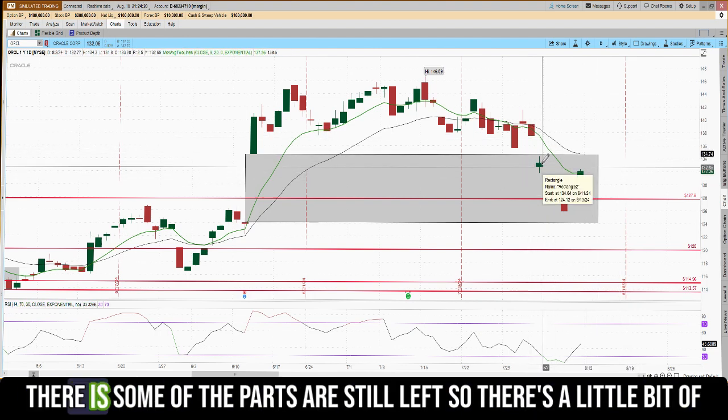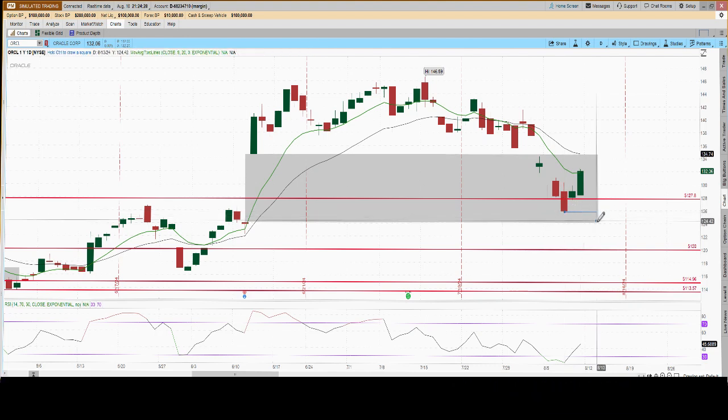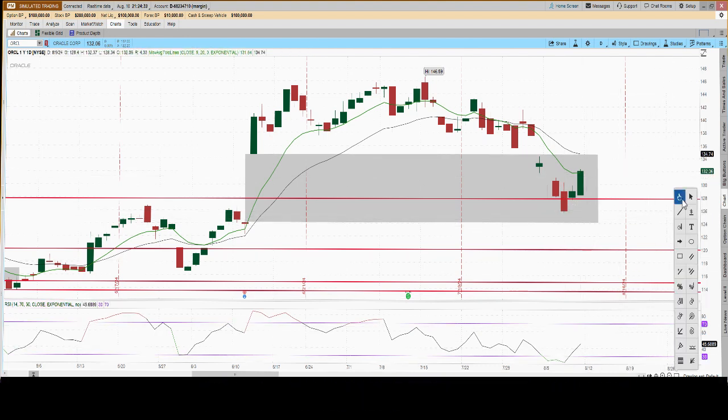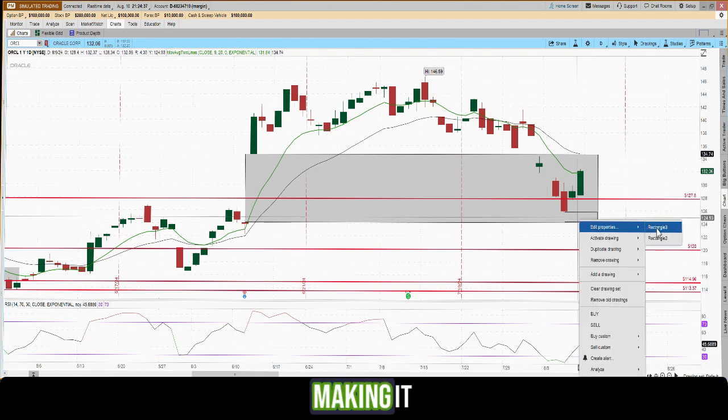It looks like some parts are still left, or there's a little bit of room here. If we were to look, there's some here. I'm going to change this up so we can see the difference.